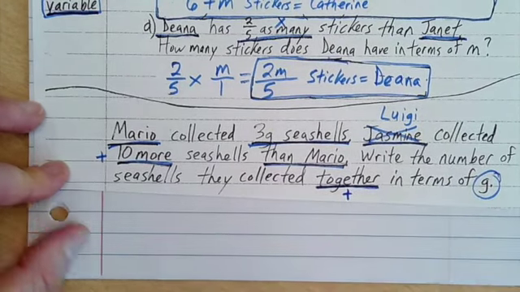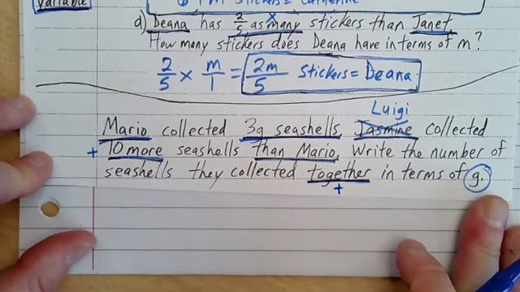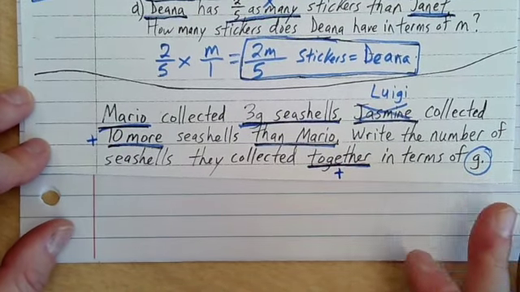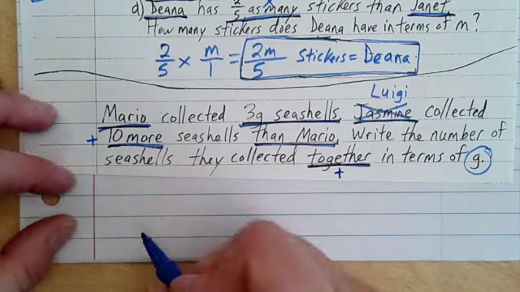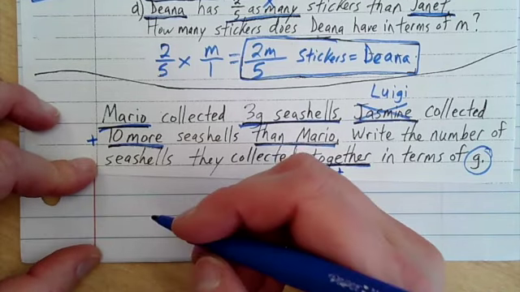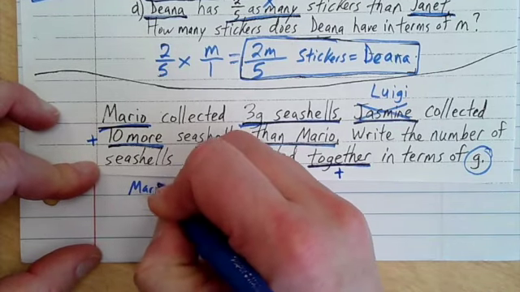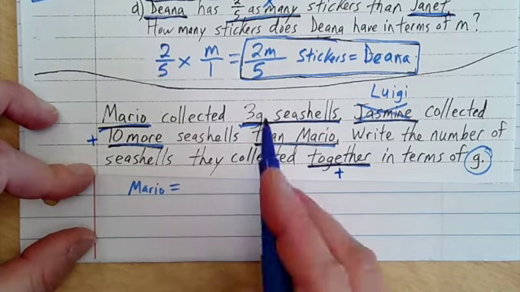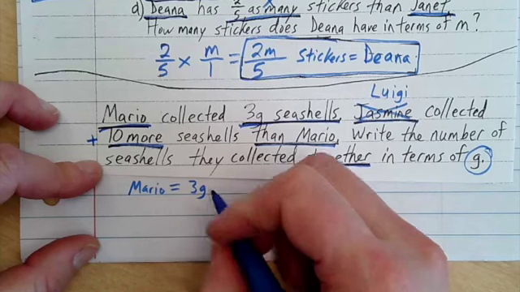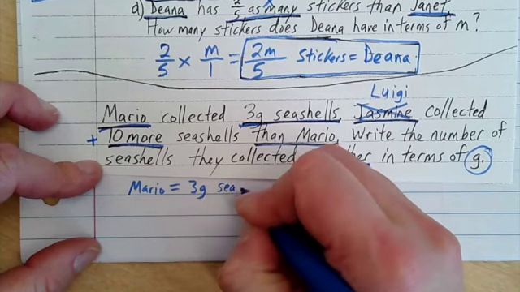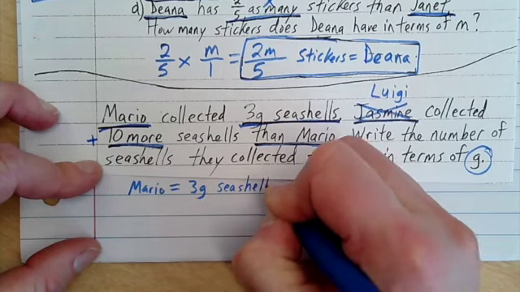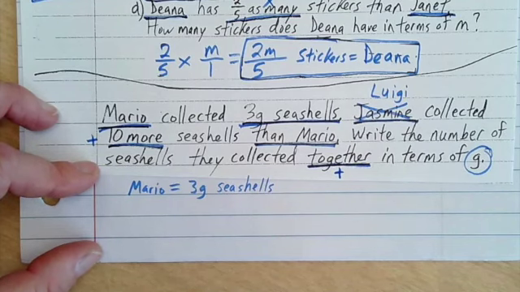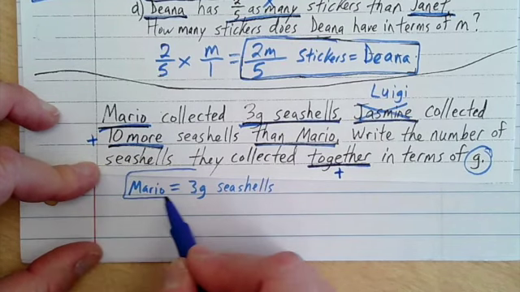So I like to just write down information that we know based on reading this problem. First off, what do we know about Mario? If you write that down, you could say that Mario collected how much? We saw it at the beginning, he collected 3G, and then you could label it seashells. So you know what Mario has, all right?